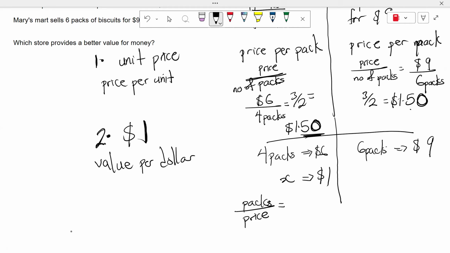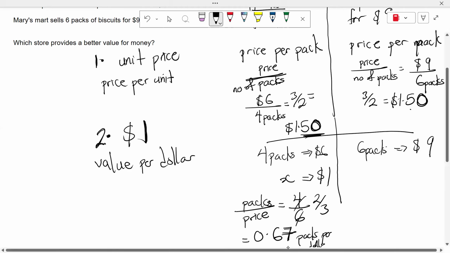Okay, so that gives me 4 or 6. That's a 2 or 3. That comes to 2 divided by that, which is like 0.66666. So that's 0.67.